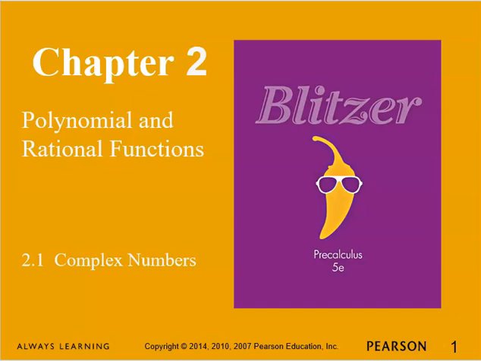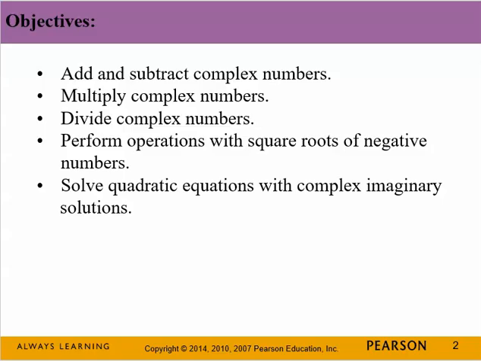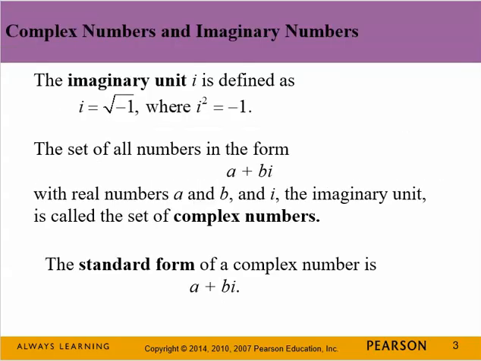As we start chapter 2 now, we're going on to 2.1, complex numbers. We want to do these objectives, and again, we'll be going through these as we go. It's always a good idea to get a general idea of what it is. Pause and read them. And we're now going to define what is a complex number.